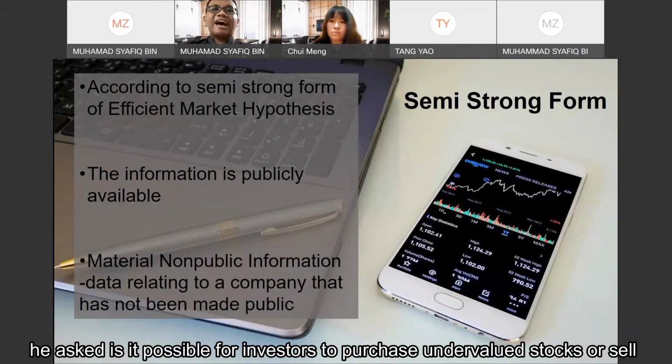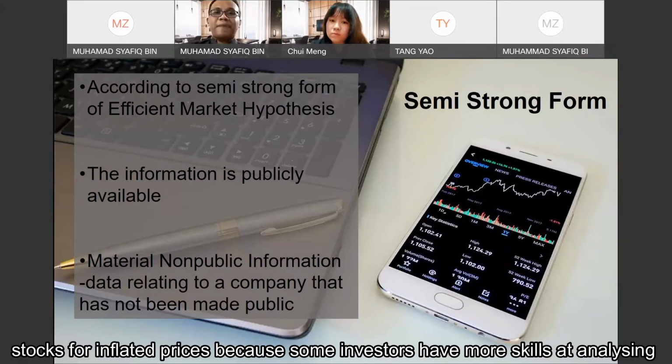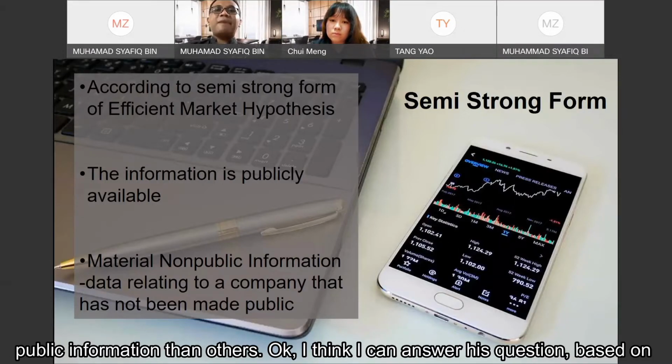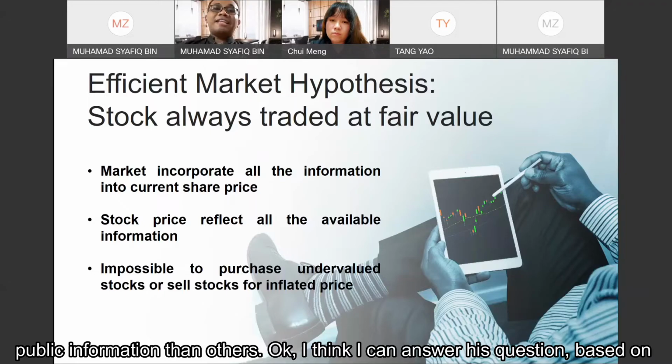Amirul asks, is it possible for investors to purchase undervalued stock or sell stock for an inflated price, because some investors have more skill at analyzing public information than others? Okay, I think I can answer his question.